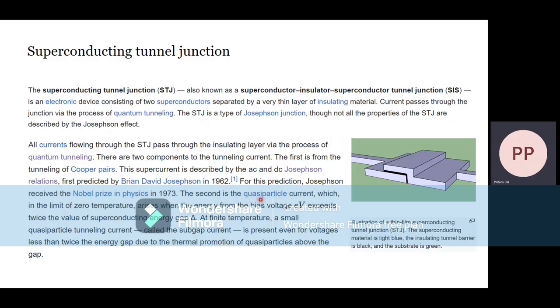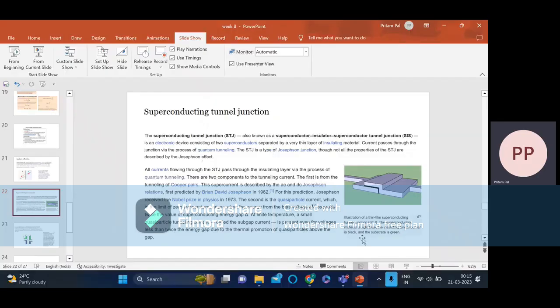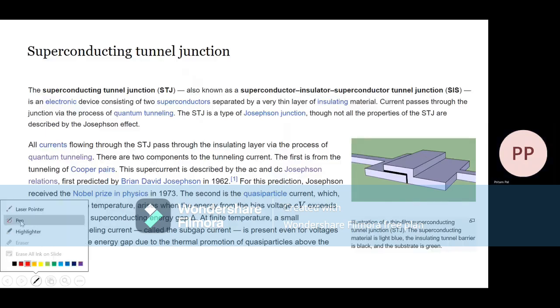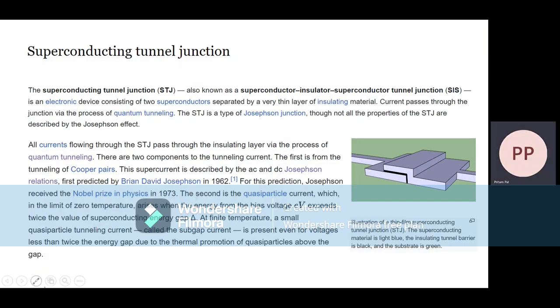The second one is the quasi-particle current. In the limit of zero temperature, it arises when the energy from the bias eV exceeds twice the value of the superconducting energy gap. Please mark this statement. It will help you to solve the questions. These concepts are very important here.